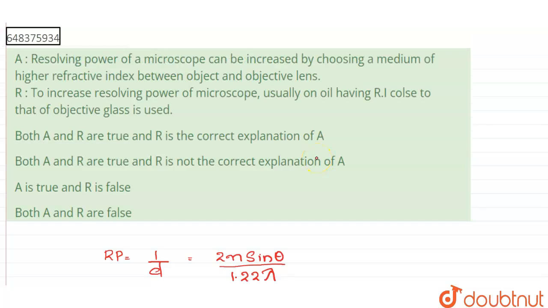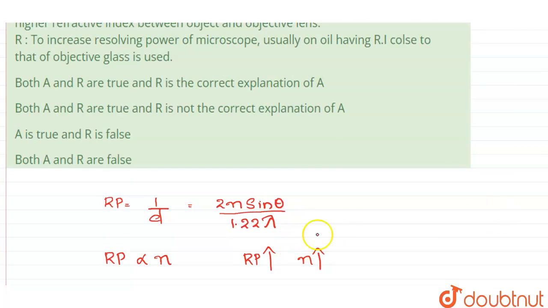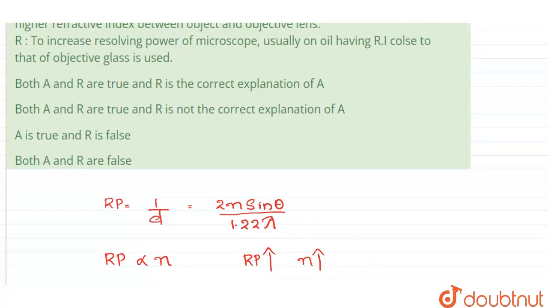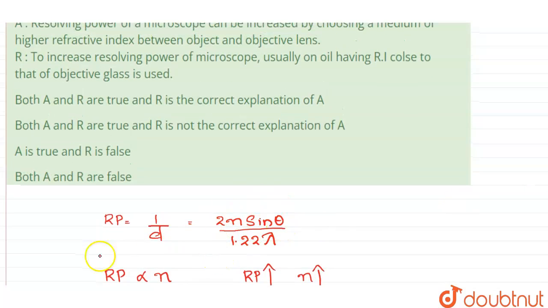The assertion is a true statement. The resolving power of a microscope can be increased by choosing a medium of higher refractive index between the object and the objective lens. So, as we choose a medium of higher refractive index, the resolving power also increases. That can be clearly seen from this equation.